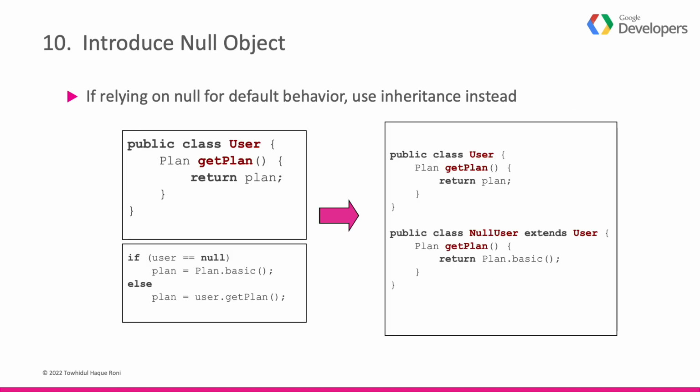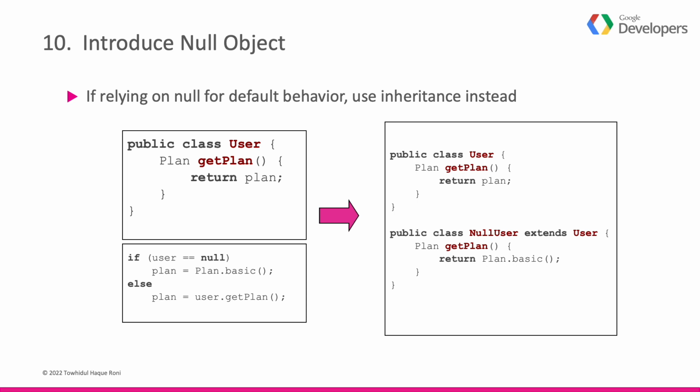Let's explore the introduce null object refactoring technique, a valuable strategy for handling default behavior without relying on null references. By using inheritance to create a specialized null object class, you can simplify your code and improve its readability and maintainability. Consider the original user class where null is used for default behavior.